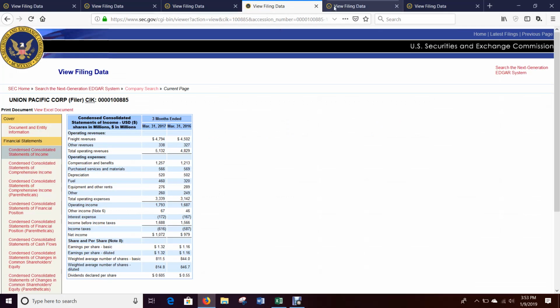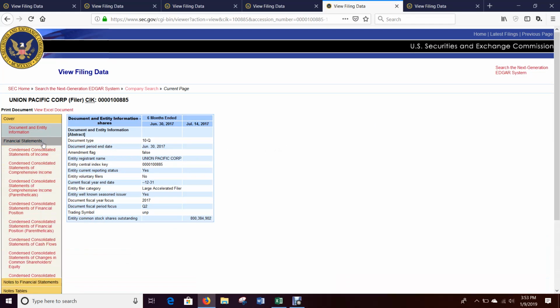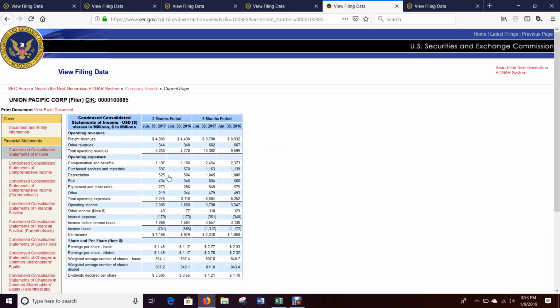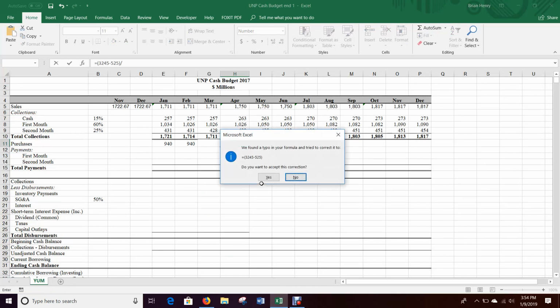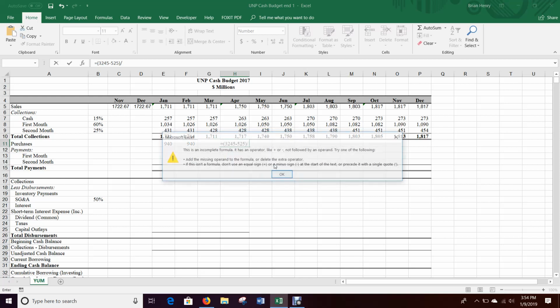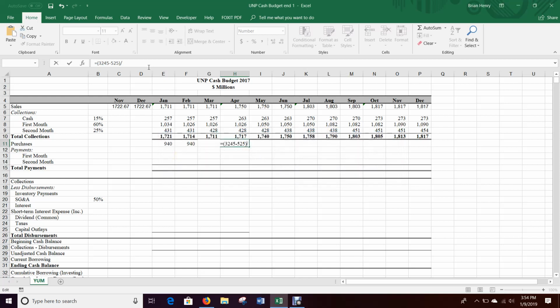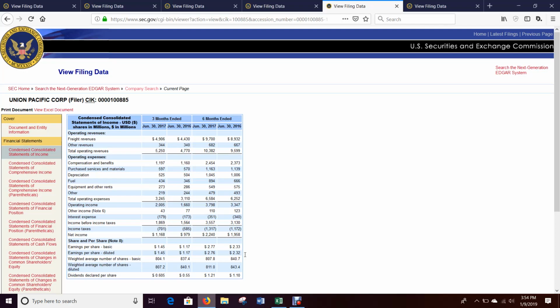And then I'm going to do equals this, second quarter, financial statements, income, 3 months ended. We have operating expenses of 3245 minus 525. So equals (3245 minus 525) divided by 3. There we go. I typed it wrong, I'm sorry about that. Equals that. Equals that. Keep going.